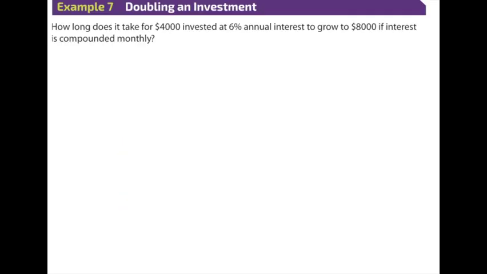So doubling an investment is what we're going to do here. How long does it take for $4,000 invested at 6% annual interest to grow to $8,000 if interest is compounded monthly? So they have told us everything except how long. So we're going to fill in everything except how long and solve for that, right? I am growing my money to be $8,000. That's going to be here. My initial, that's going to be my principal. That's what I invested.